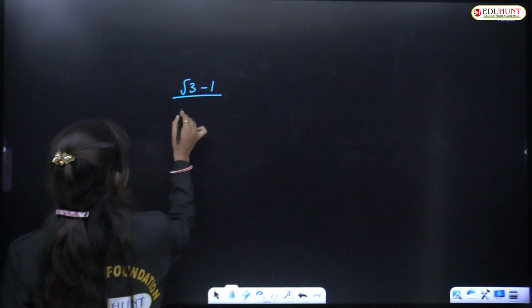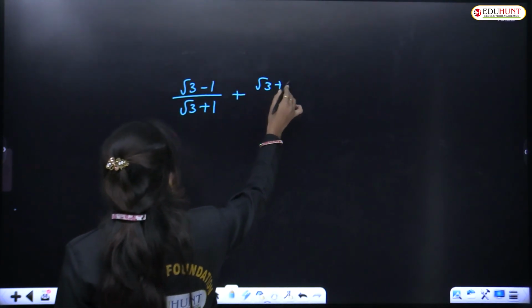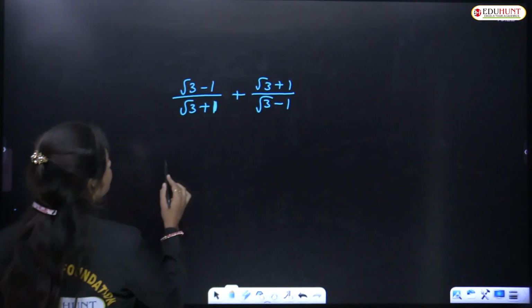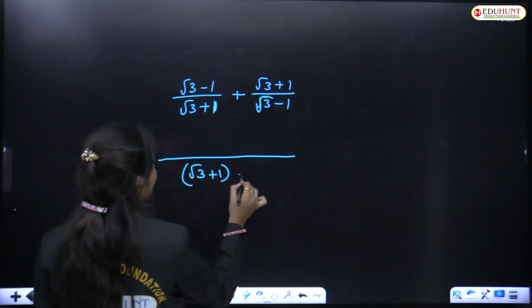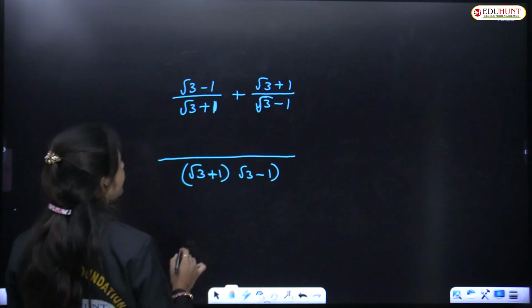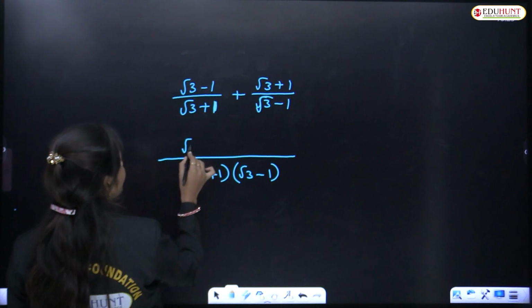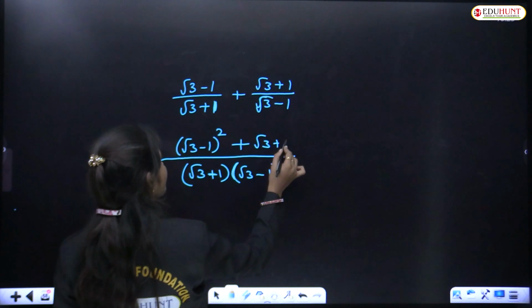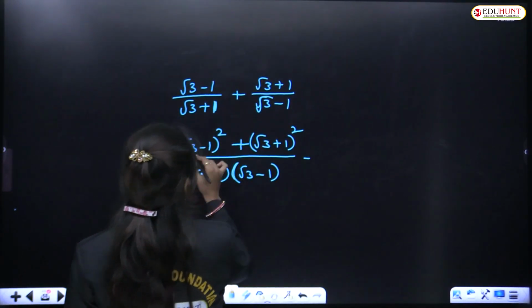So root 3 minus 1 by root 3 plus 1, plus root 3 plus 1 by root 3 minus 1. Okay. So here for the denominator just take the LCM: root 3 plus 1 into root 3 minus 1. And here cross multiplication: root 3 minus 1 into root 3 minus 1 is root 3 minus 1 whole square, plus root 3 plus 1 into root 3 plus 1 is root 3 plus 1 whole square. Okay, now simplify it.